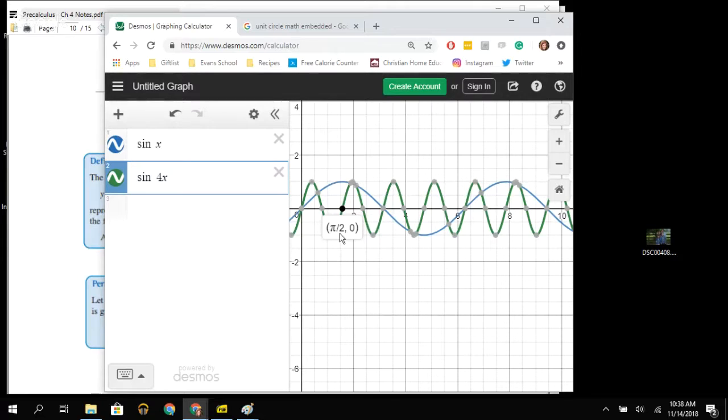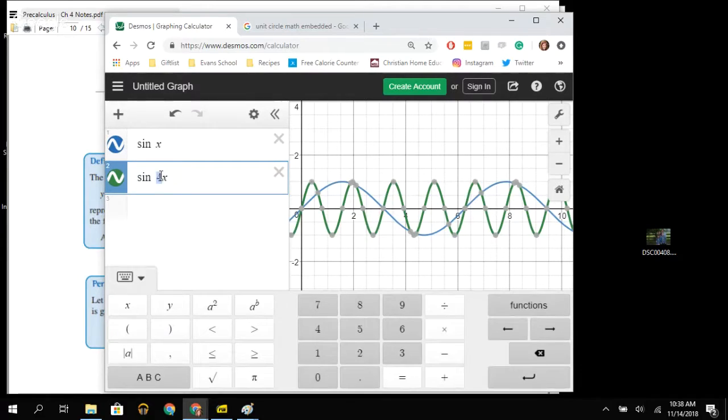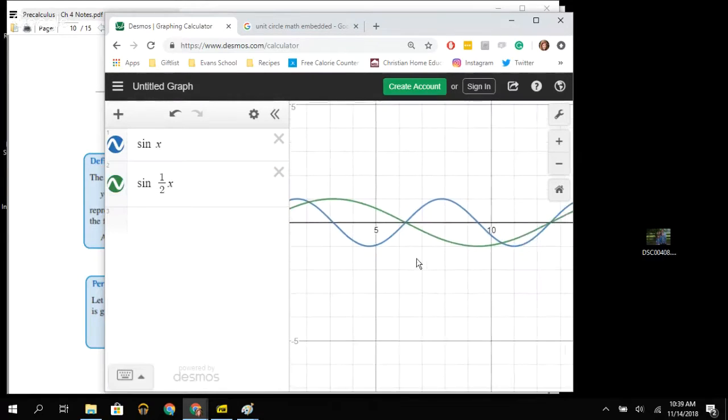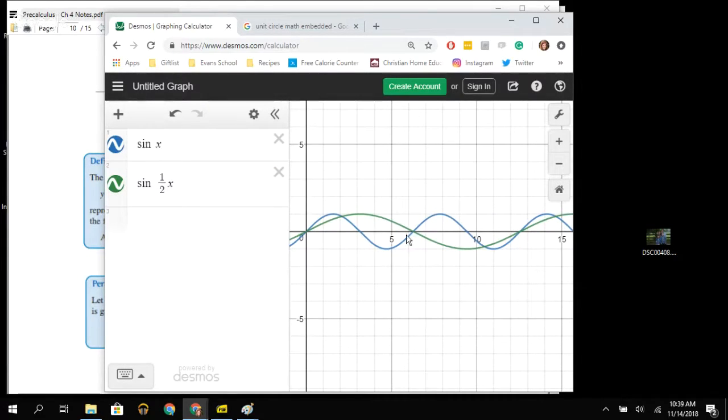So my period was 2 pi, and now it's pi divided by 2. Okay? And then on the flip side, what if I do 1/2 times x? Now, my original sine period is 2 pi. My new sine period is 4 pi. Right, so can you see how it's kind of like the shifting, right?